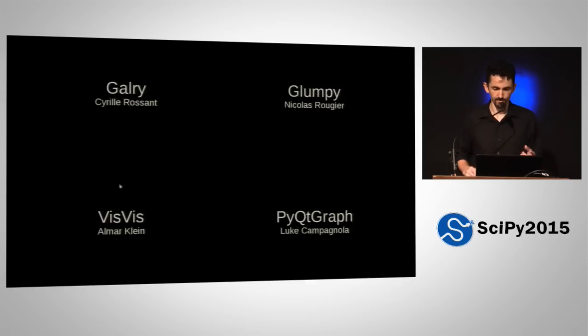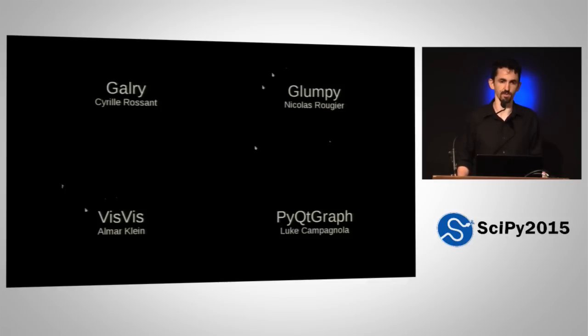So at the same time, a few other projects appeared on the scene. One of these was Galry by Cyrille Rossant, and Cyrille showed us that it was possible to do millions or tens of millions of points in a plot and update this in real time. VisPy was another by Almar Klein, who's now working with Bokeh. Glumpy is by Nicolas Rougier. And Nicolas showed us that it was possible, it's tricky, but possible to do a lot of the really nice 2D rendering that you expect from a 2D graphics library in OpenGL.